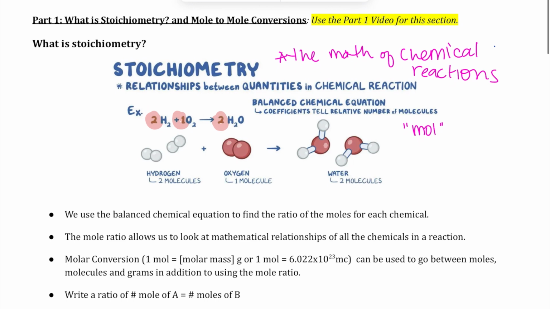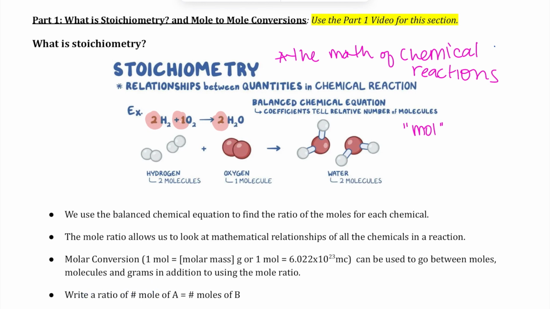If we don't have moles of oxygen or are looking for moles, we also have our other conversions. We know 1 mole is equal to the molar mass for a given chemical. We also know 1 mole is equal to 6.022 times 10 to the 23rd molecules. These can be used if we're going between moles, molecules, and grams for a specific substance.